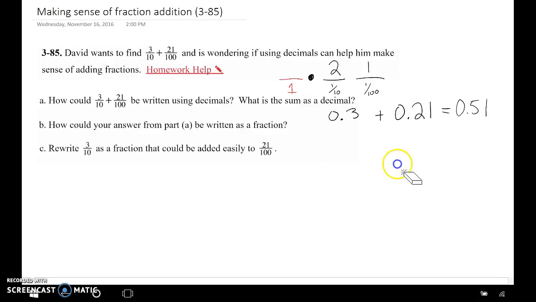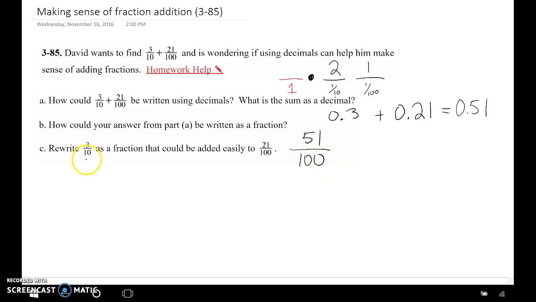Now the question is, how can we, I shouldn't erase that, but that's all right. How can your answer from part A be written as a fraction? Well, if you can say this as 51/100, that's what it becomes as a fraction, 51/100.